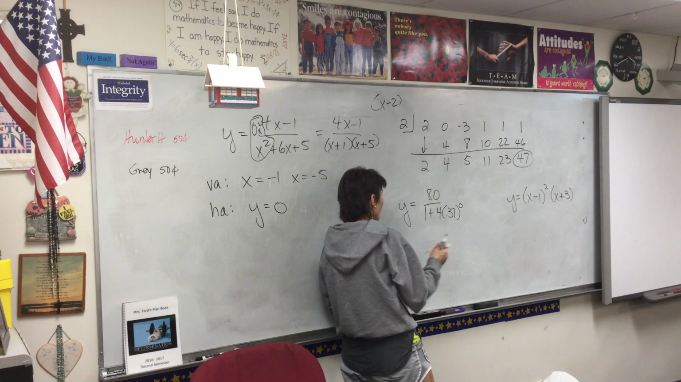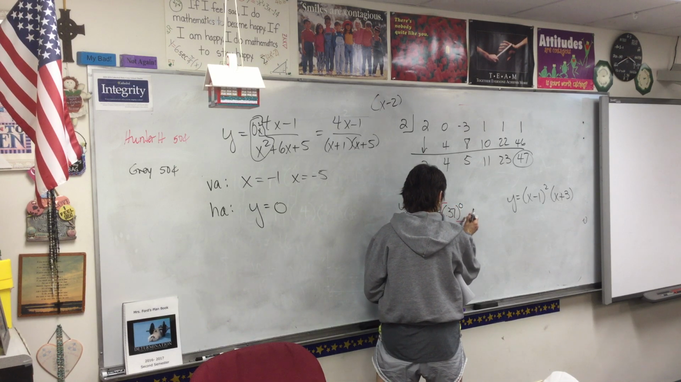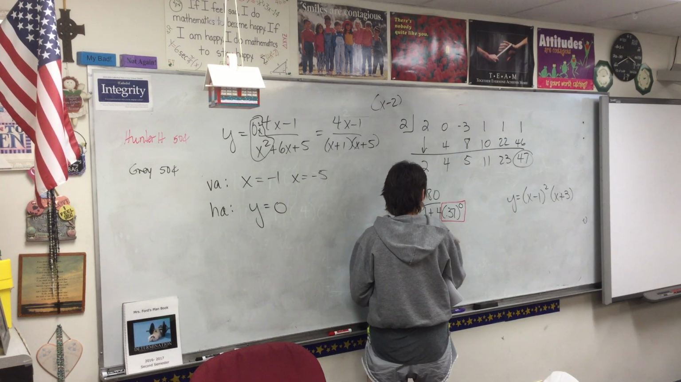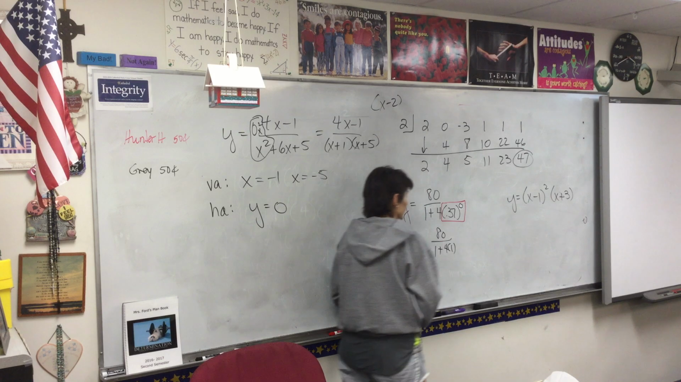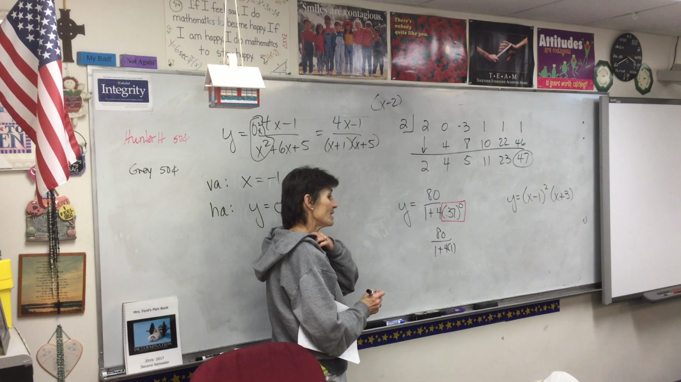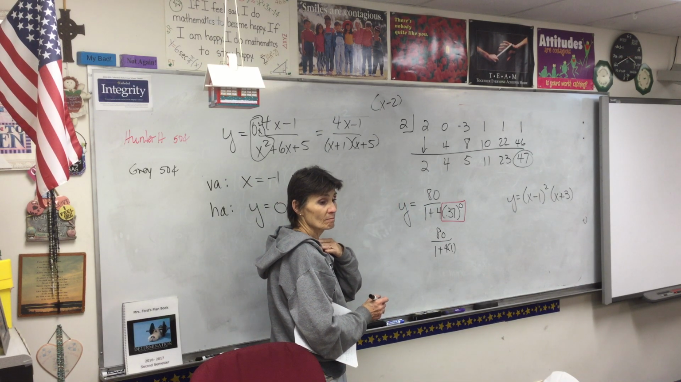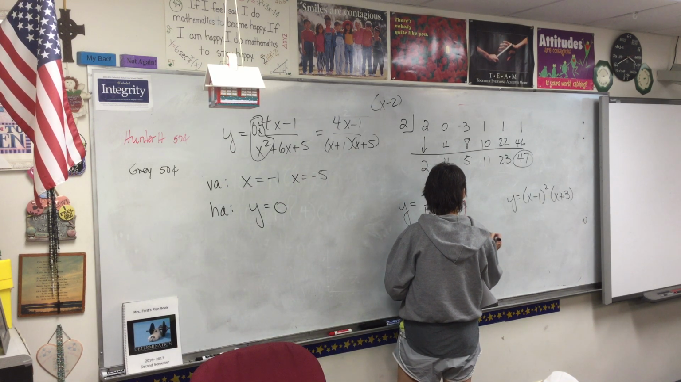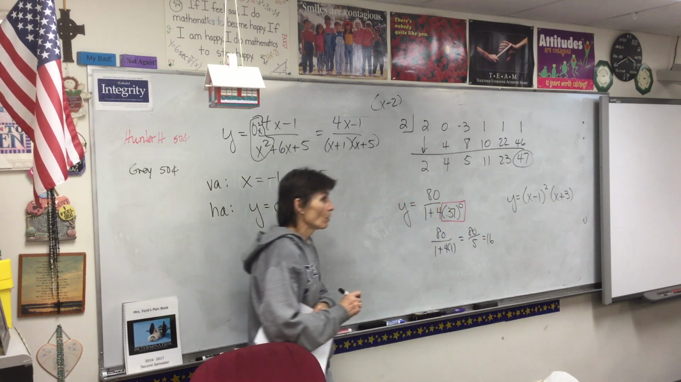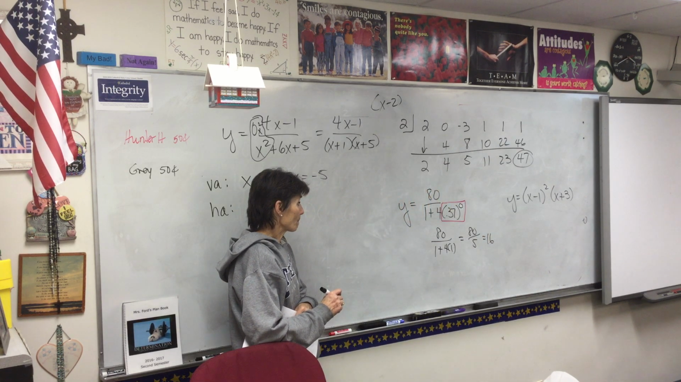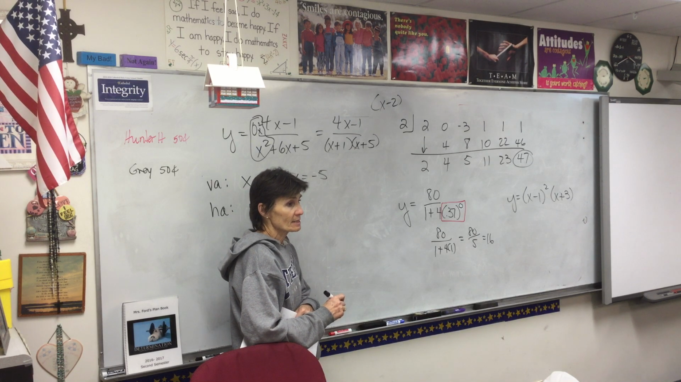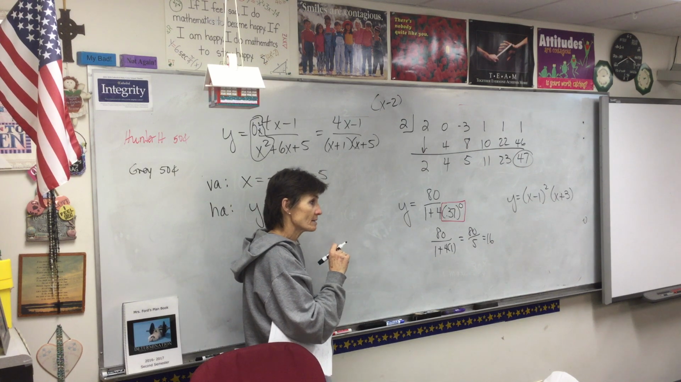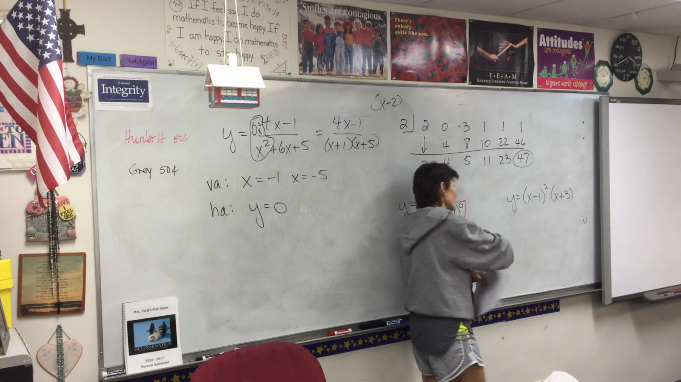Anything to the 0 power is 1. So this is 80 over 1 plus 4 times 1. So my denominator will be 5. So I have 80 over 5, which is 16. So your Y-intercept is 16. Girls, I'm on this board exclusively, so if you're going to move over here, you can. It's up to you. But because of the video, I'm going to be on this board.